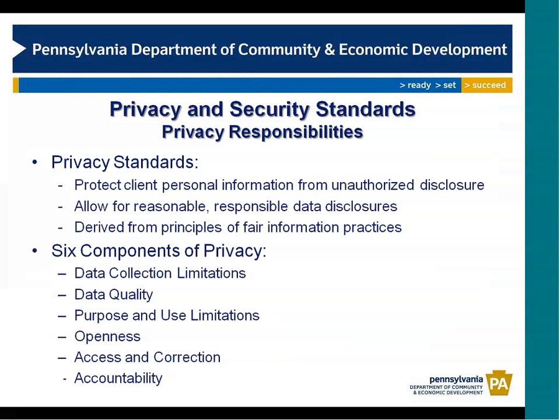All right, now we're going to go into the privacy part. I'm going to start off with some of the privacy responsibilities. The main privacy standards, and these are some overviews, is to protect client personal information from unauthorized disclosure. It allows for reasonable, responsible data disclosures, and it's derived from principles of fair information practices. Now, privacy is broken up into 6 main components: data collection limitations, data quality, purpose and use limitations, openness, access and correction, and accountability.